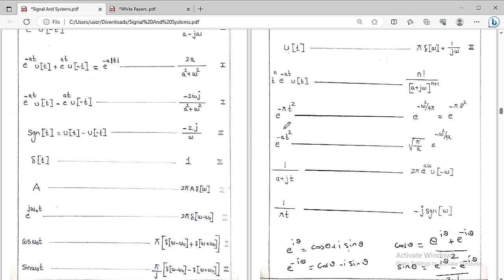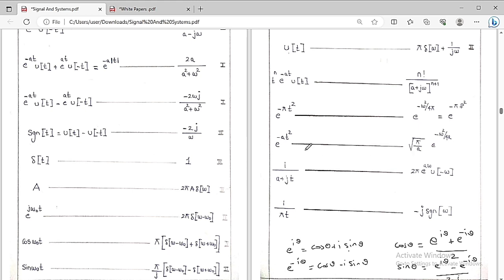So for e to the power of minus pi t square, the Fourier transform is e to the power of minus omega square by 4 pi. Replace omega by 2 pi f, and we are going to get this expression. And for e to the power of minus a t square, the Fourier transform is square root of pi by a into e to the power of minus omega square by 4a.